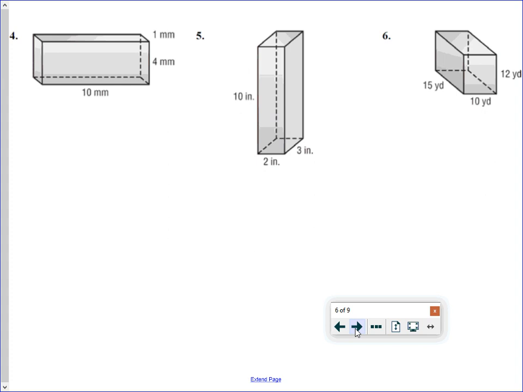All right, a few more. Make sure you pause the video now and go ahead and do these on your own, and then watch mine and make sure you're doing it correctly. So we have volume is equal to base area times height.